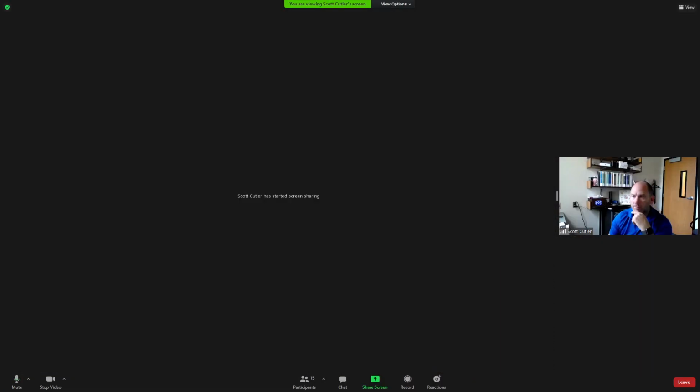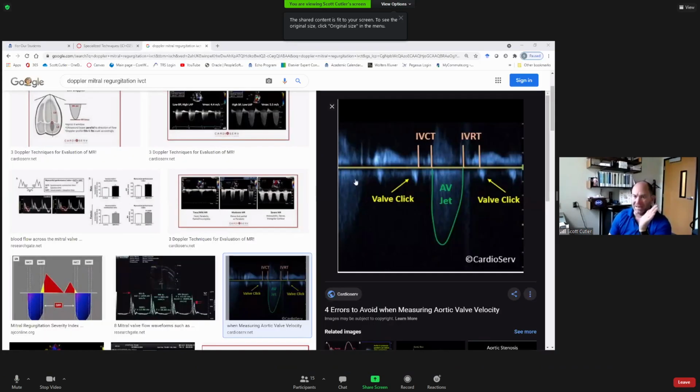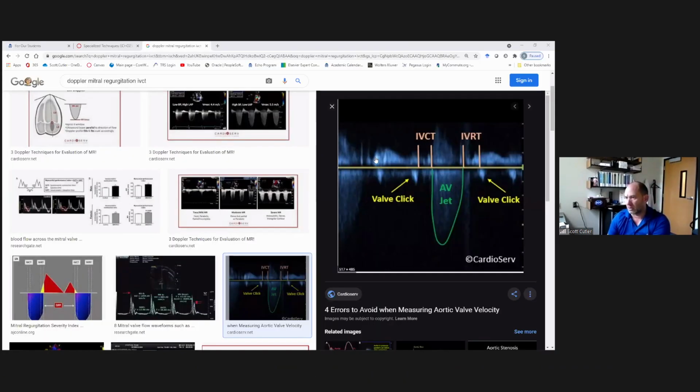So let me share my screen here and I'll just show you this. Just for a basic setup, here is your E wave and your A wave. Okay, here's your aortic valve jet. We're 1, 2, 3, 4, 5, almost 6 meters per second. So that's pretty significant if that's what it actually is.